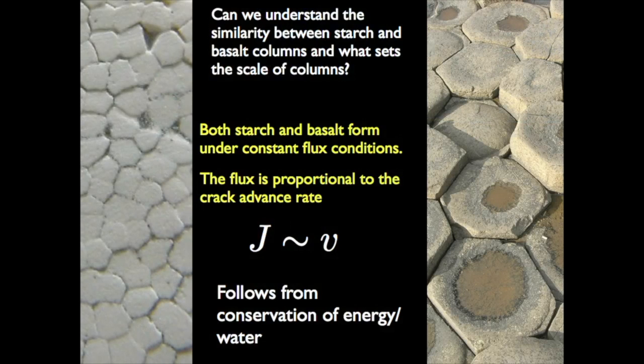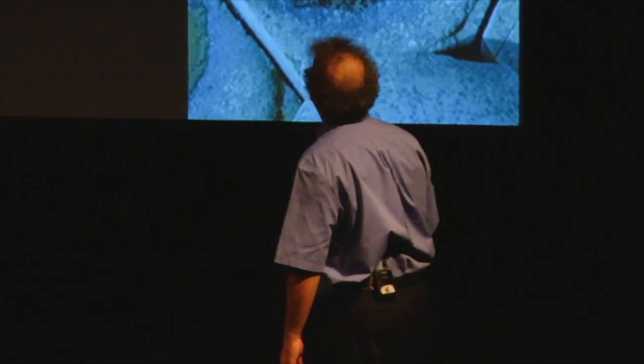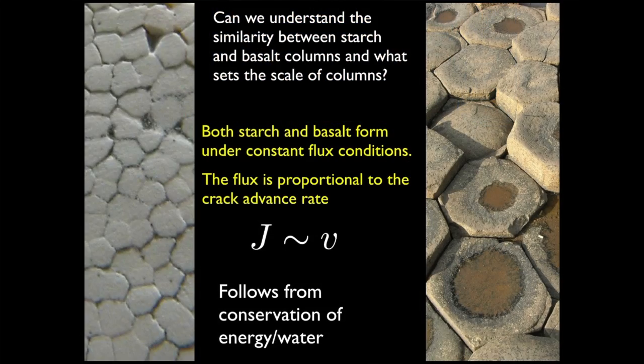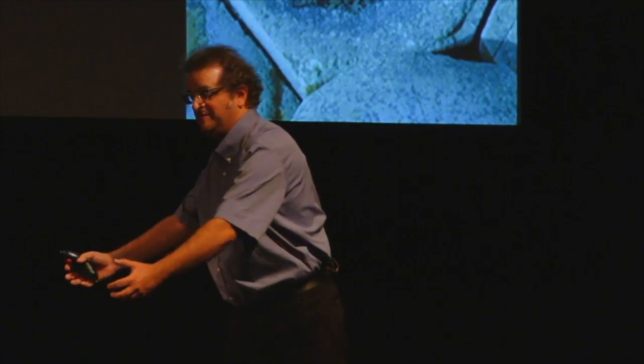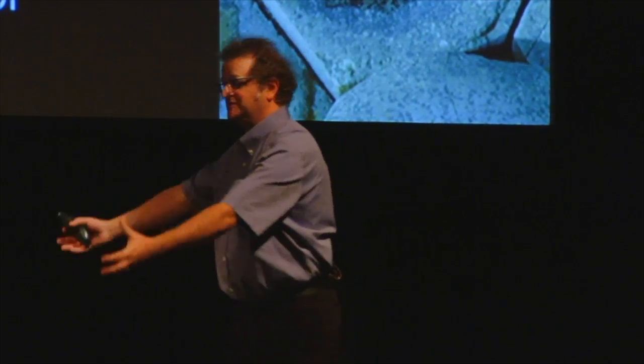We can understand this by analyzing the similarity between the starch experiment and data taken at various locations, including Staffa by Lucas. The basic idea is the following. Both starch and basalt form under constant flux conditions. If I take out a certain amount of energy per unit time, a constant amount, then it follows that the average position of the cracks, or the position of that active front, has to move at constant speed because it releases a certain amount of energy per unit time, which is constant. If you take out that amount, it moves at that speed.